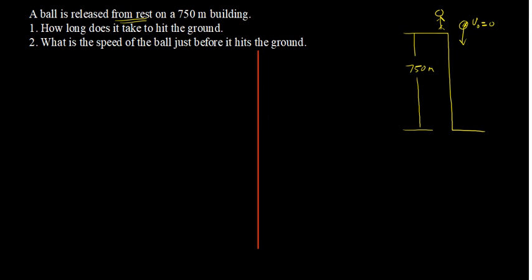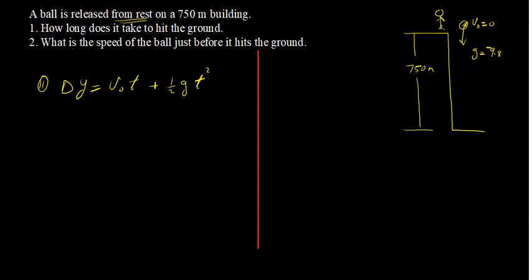It's asking me for the first part, how long does it take to hit the ground? So I'm trying to find the time required for this object to reach the ground, just the moment before touching the ground. We keep in mind that g, the gravity acceleration, is still negative 9.8 meters per second squared. From the kinematics equations, we can choose this one again: delta y equals the initial speed times t plus half the gravity acceleration times t squared.